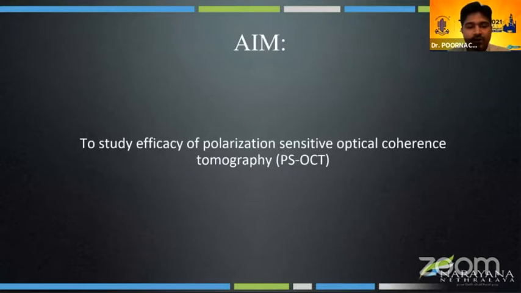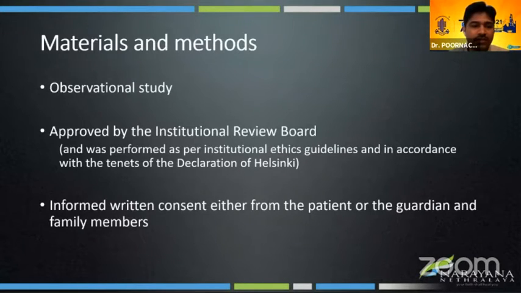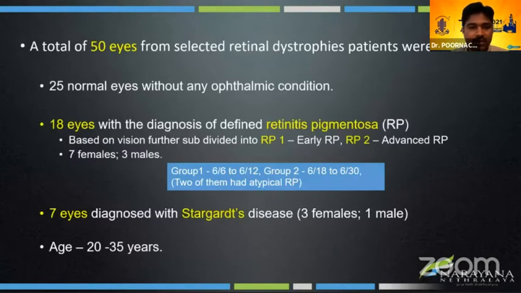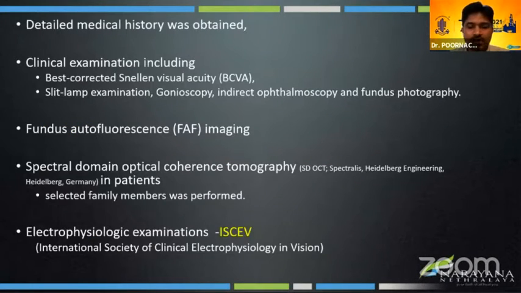So the aim of our study was to study the efficacy of PSOCT in degenerative diseases. It was an observational study approved by the Institutional Review Board, and informed consent was taken from patients and the guardians, where a total of 50 eyes were studied, 25 normal eyes, 18 eyes were RP, which were again subdivided into early and advanced based on the visual acuity. 7 eyes were Stargardts. All patients underwent detailed clinical examination, imaging, including electrophysiological tests.